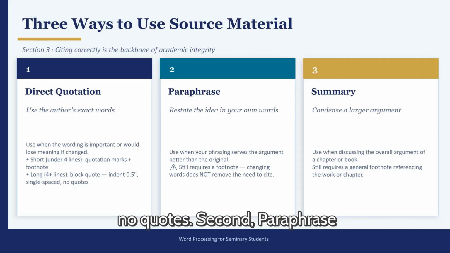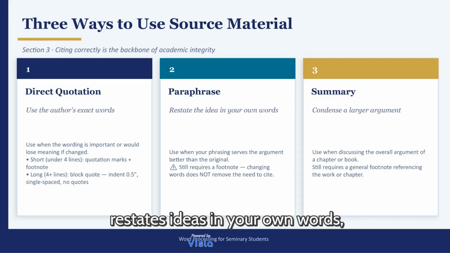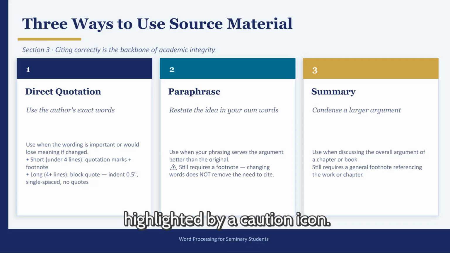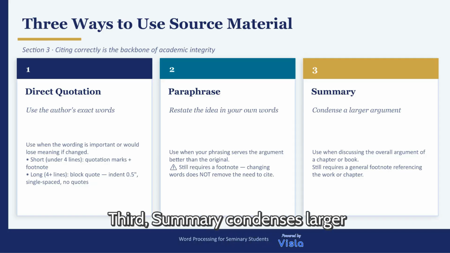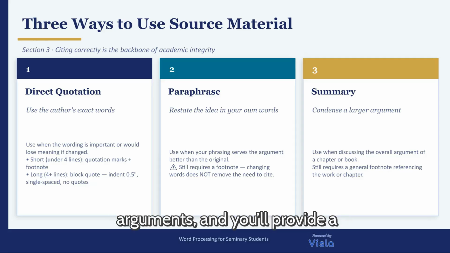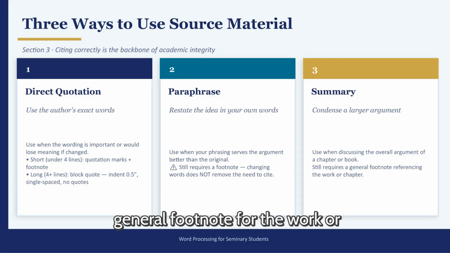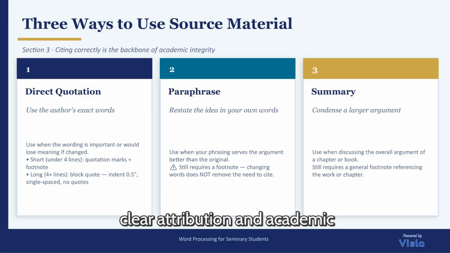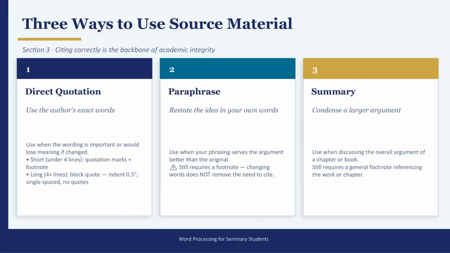Single-spaced, no quotes. Second, paraphrase restates ideas in your own words, but still requires a footnote, highlighted by a caution icon. Third, summary condenses larger arguments, and you'll provide a general footnote for the work or chapter. Each method ensures clear attribution and academic integrity.